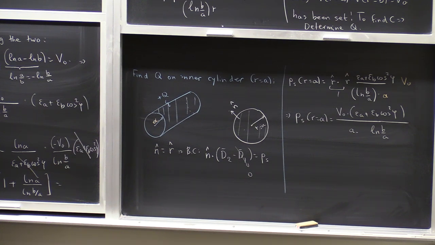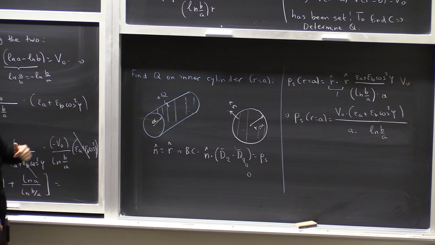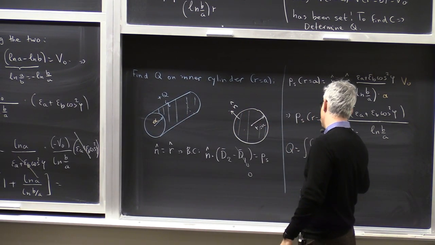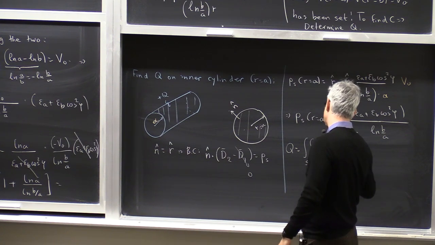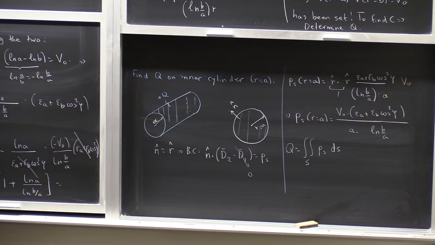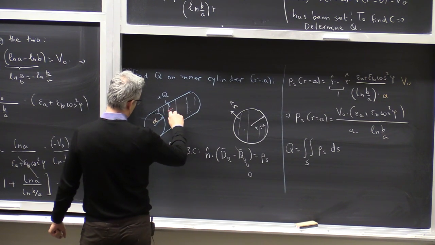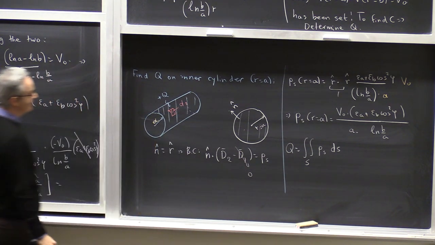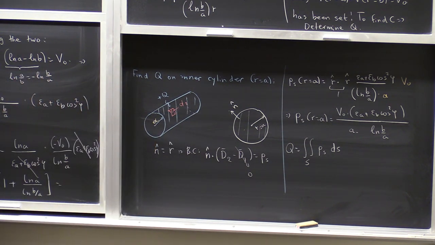That one now I have to integrate to find the charge. So that is how much I have as a charge density. To find the total charge, I need to integrate it over the cylinder. So I need basically to go at all these differentially small surface elements, dS, on the cylinder, find how much charge each carries, and then through the integration, add them all up.